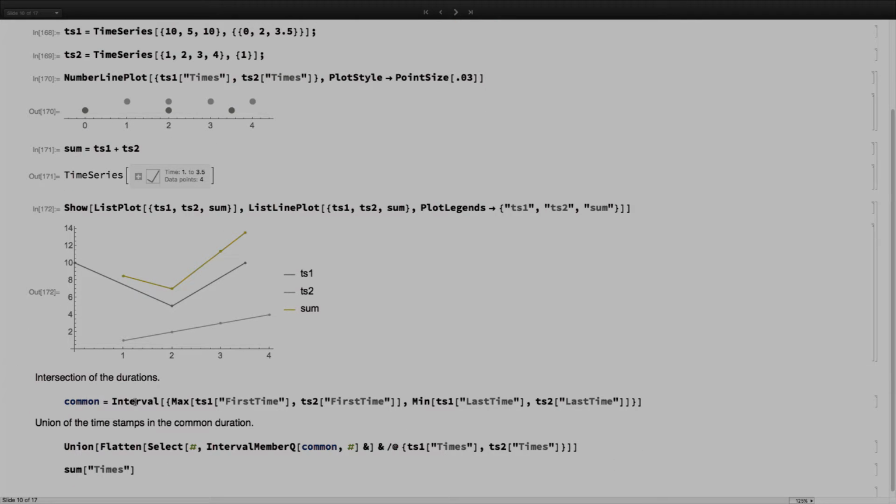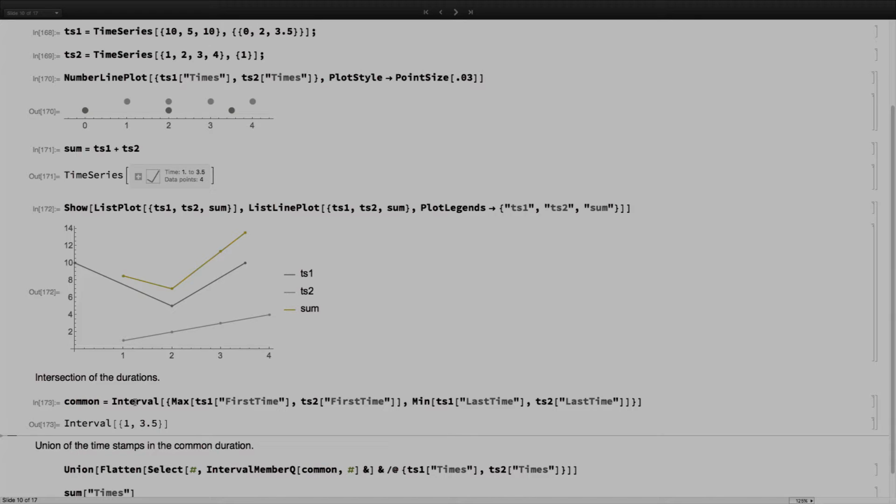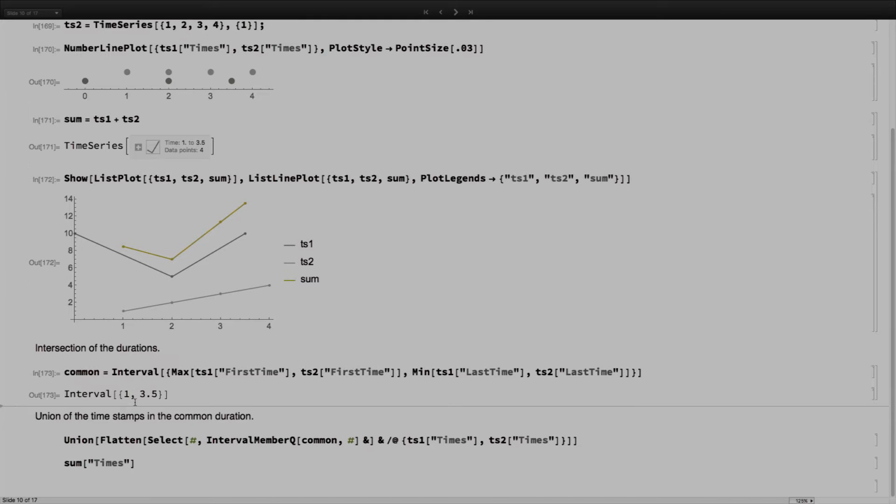And so basically what happens is that we first find the common duration of the time series, and in this case it's this interval between 1 and 3.5. And then we look into this duration and find the union of the timestamps. And then on this union of the timestamps, we're going to do the addition because we can interpolate. This trick works only when we have time series. It's not going to work the same way for event series because we cannot interpolate in between the existing timestamps.